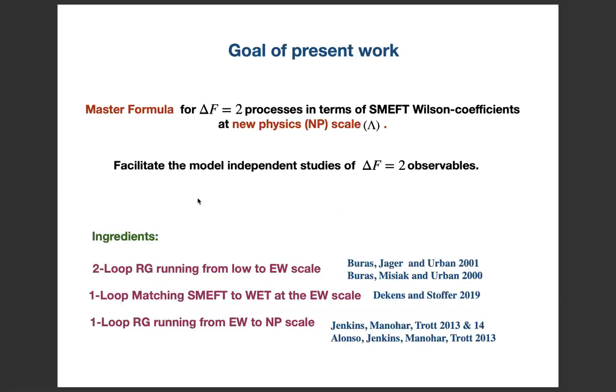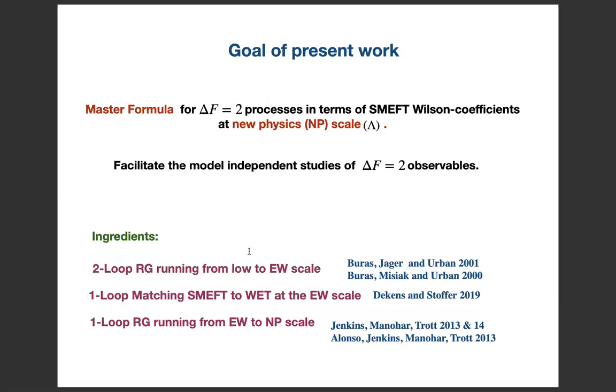The goal of the present work is to provide a general master formula of delta F equal to 2 observables in terms of SMEFT Wilson coefficients at the new physics scale. This will facilitate model independent studies of delta F equal to 2 observables.